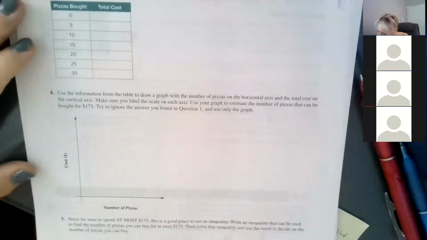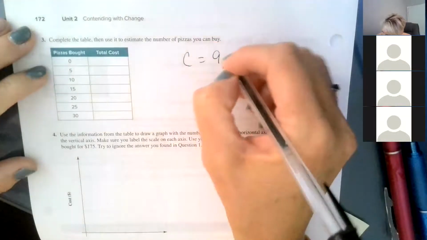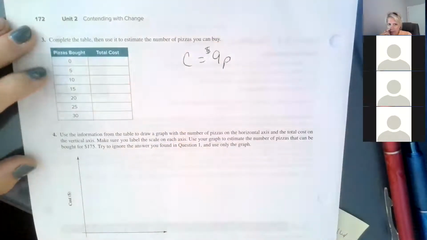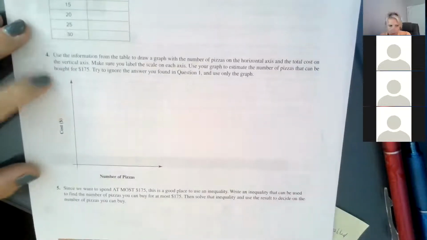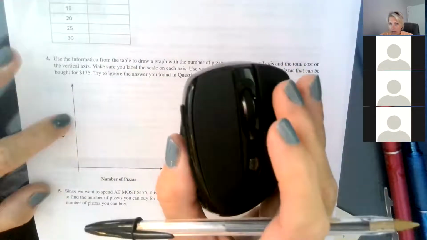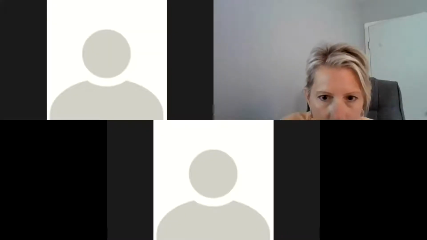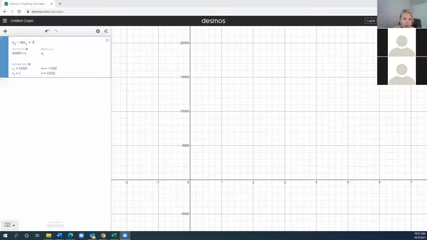So let's go ahead and use that equation that the cost is equal to 9p, so $9 per pizza, and fill in your table here, and then your graph on number 4. Or instead of a graph on paper on 4, go ahead and put it into Desmos. So I am going to go to my Desmos screen and put in my data that we talked about for the pizzas bought.